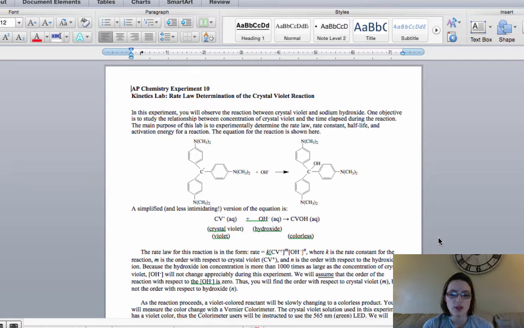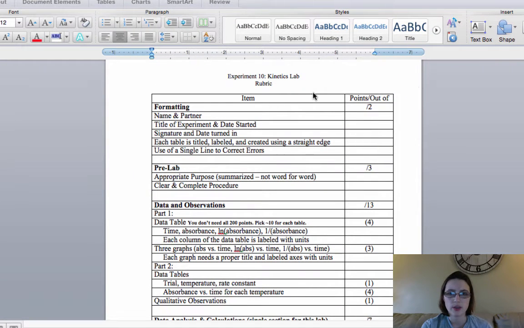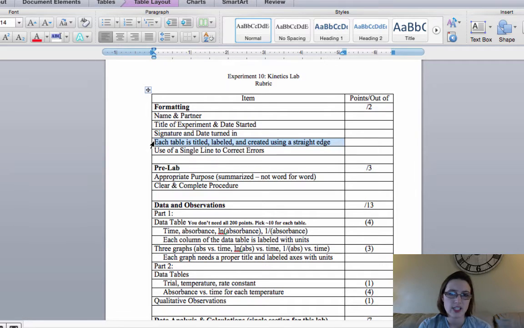So first of all, with this lab, I would make sure that you first look at the rubric. It tells you everything that you need. Formatting is going to be everything that you normally have, except for this part that says each table is titled, labeled, and created using a straight edge. Every single data table needs to be titled and labeled. That might mean data table 1, absorbance versus time. Maybe data table 2, part 2, absorbance versus time. Make sure that it's titled specifically and labeled with a number. So if you have 10 data tables, you should have data table 1 through data table 10.